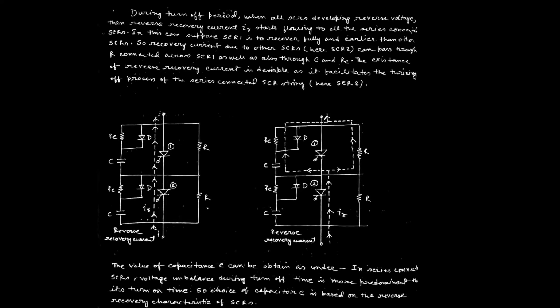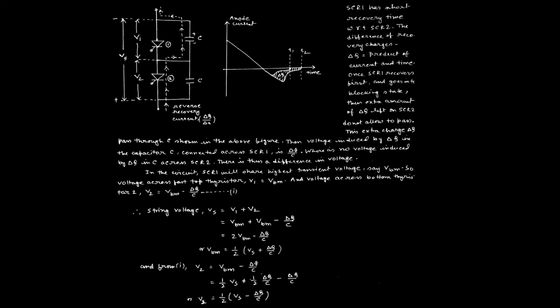So why can this kind of phenomenon happen during the turn-off process? That can be explained in my next slide properly. See, when we are trying to turn off the SCRs, the SCR string should be in reverse bias condition. That is why this one is positive, this one is negative. All the SCRs in a string should be in reverse biasing condition.